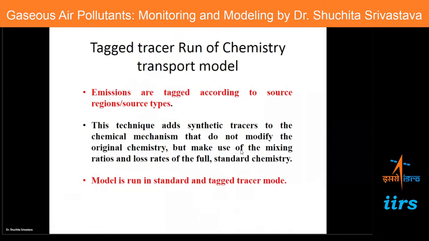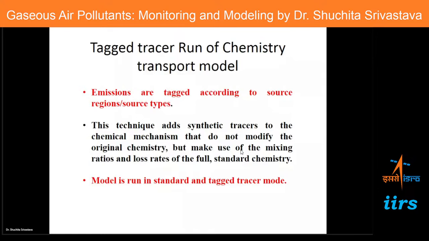Other than that, a more refined way of doing this is the tagged tracer run of a chemistry transport model. In the tagged tracer model, we do not switch off or do anything like that. We use synthetic tracers in the model. What are these synthetic tracers? The model will have a gas like CO, carbon monoxide. Numerically, we can add some other species in the model like CO_1. And CO_1 is a gas which will participate in all the reactions through which our standard CO molecule will go through.